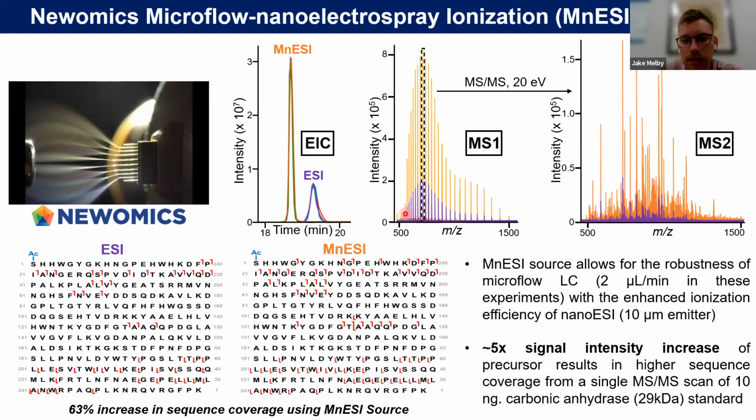Again, the signal is seen at the MS1 and MS2 level as well. When you get down to looking at the fragment ions, there's about a 63% increase in sequence coverage when we use the MnESI source. A lot of these fragments are some of the more difficult to resolve ones in the middle of the sequence, where the signal to noise is usually too low to accurately assign them. But through our boost in signal, we're able to confidently assign those fragments.